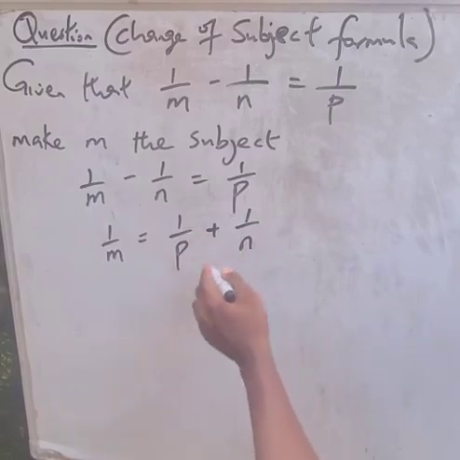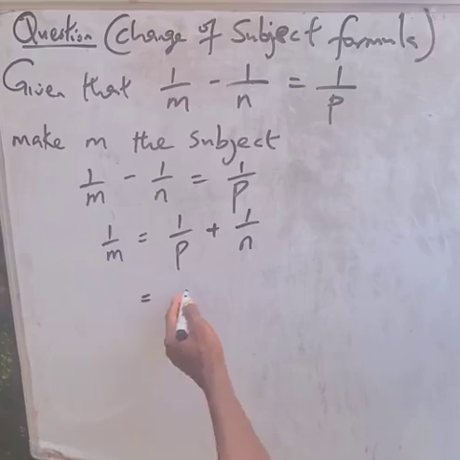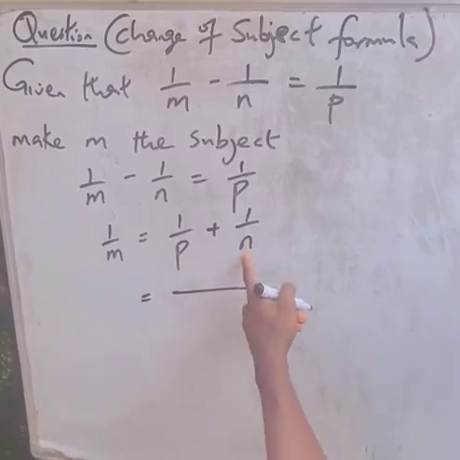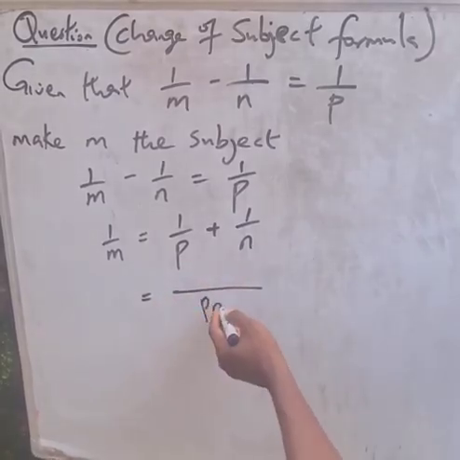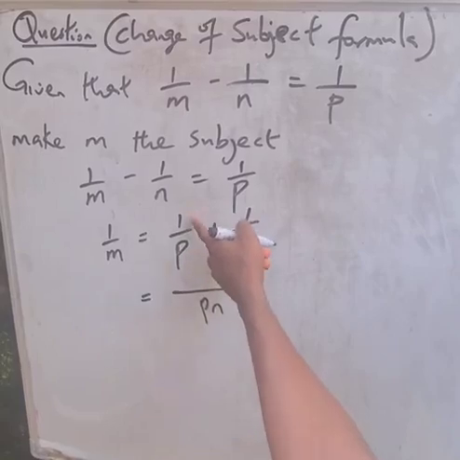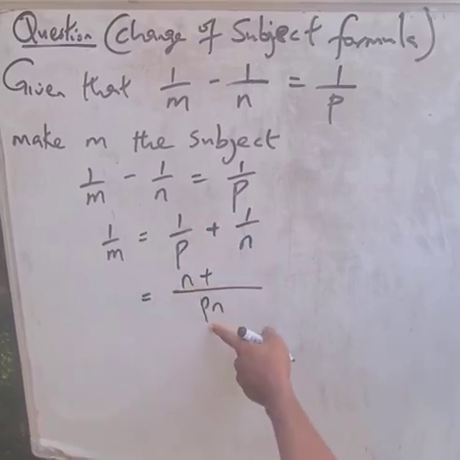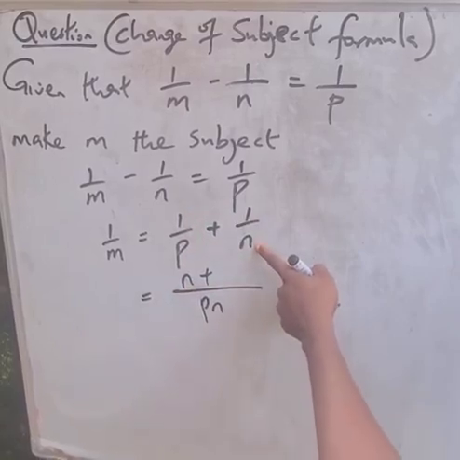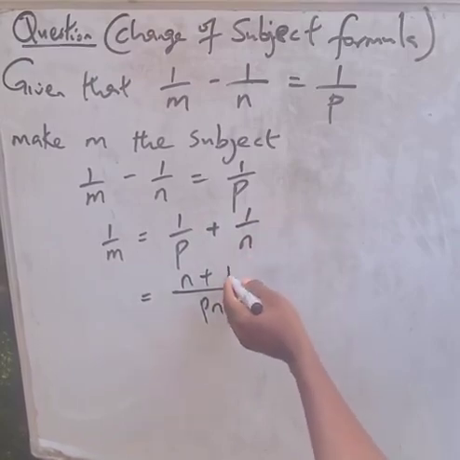So let's make this a single fraction. How do we do that? We just need to get the LCM of p and n, which is pn. When pn divides p, you have n, n times 1 is n, plus pn divides n gives you p, p times 1 is p.